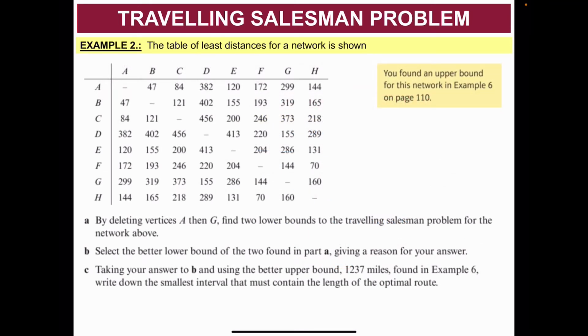So the second question is asking you to do the same thing by deleting the vertices A and then G. We will find the two lower bounds and then we will need to decide which one is better. Okay, so I will do the A and then I will do the G, like I'll speed up the video, because it takes a long time, okay? Or you can just pause it and skip to the solution once you are done, so you can check.